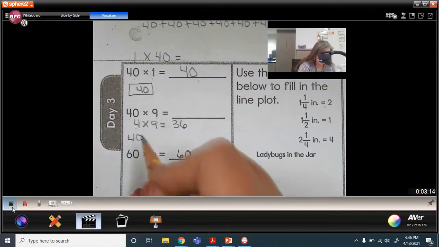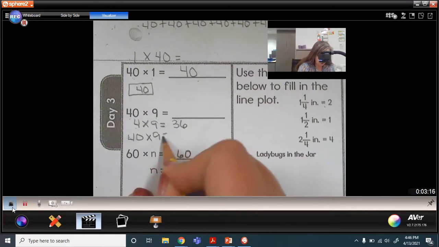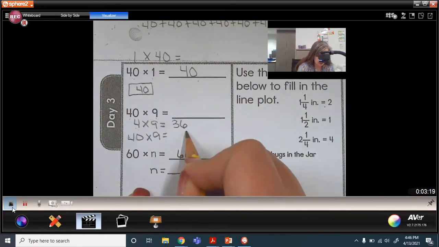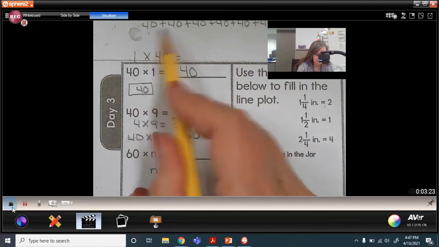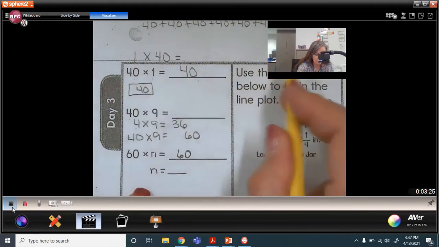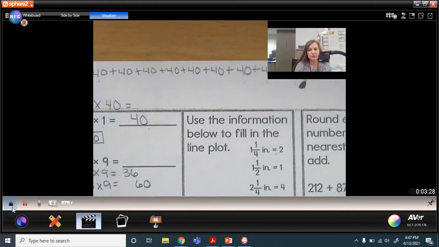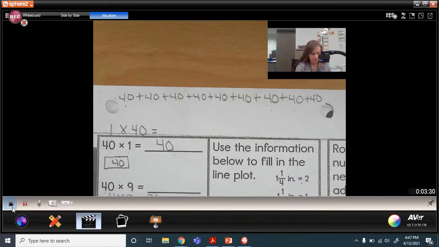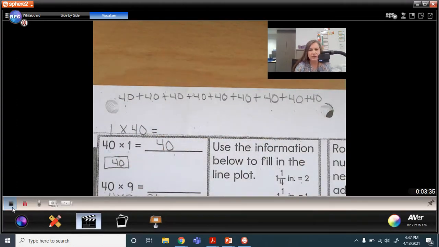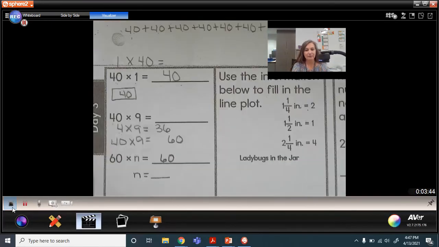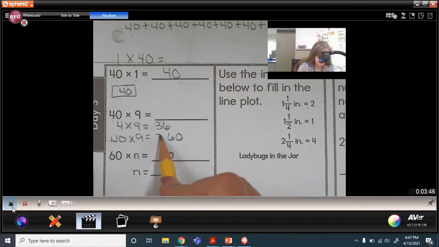So 9 groups of 40 would be 360, or we just take these digits and move them over one more place value. Remember, it doesn't matter how many zeros you add in the ones place. All those zeros in the ones place, when you add them all together, are still going to be 0. There shouldn't be anything in the ones place except a 0 if you're multiplying by a multiple of 10. Okay, so this is going to be 360.